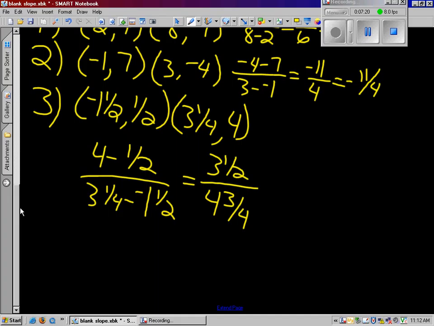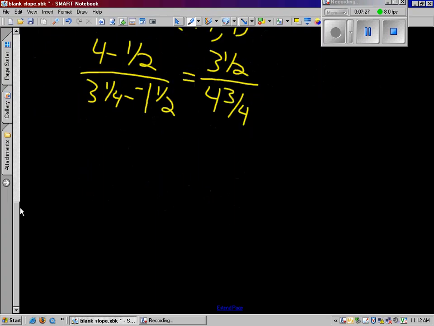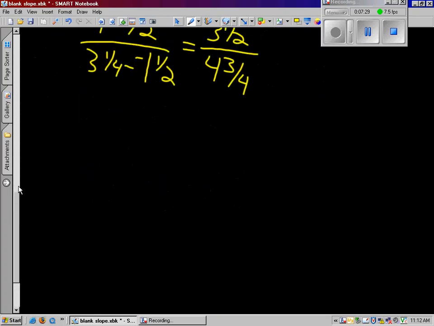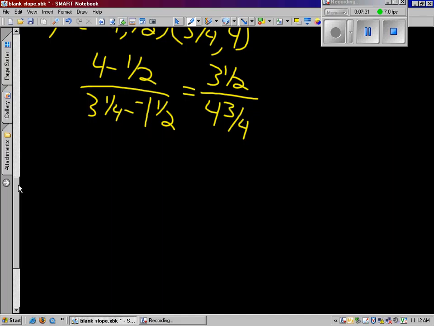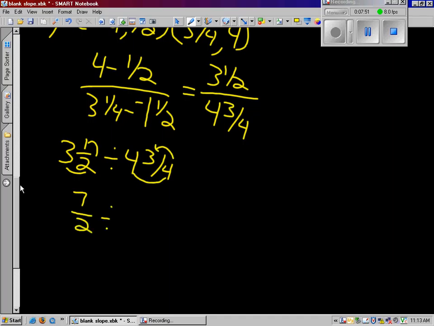Now, that's pretty ugly looking. We really need to simplify that up. And this is where we're going to work with some of those skills you may have forgotten. Hopefully going to bring it back. Yes, again, you could type this into your calculator, but that's so boring. I have 3 and a half divided by 4 3/4. When you have a division of fractions, first thing you want to do is put them into improper fractions. So this side over here becomes 7 halves divided by, 4 times 4, 16, 19 over 4.